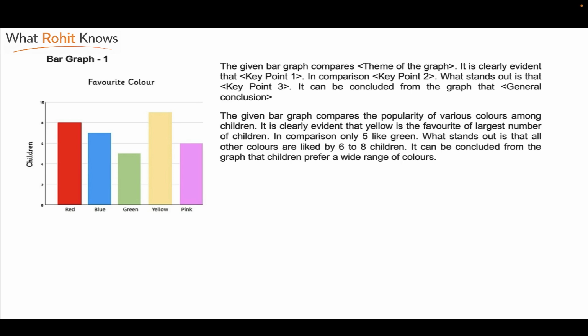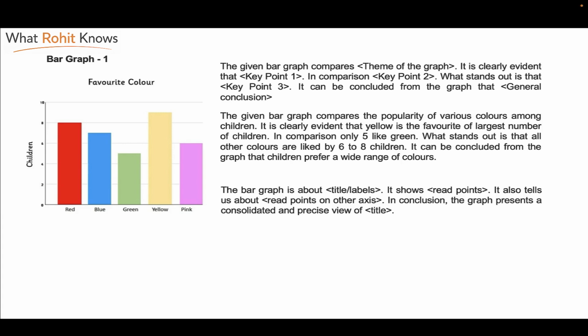So this is a good structure. If you are able to pick out the key points, understand them correctly and put them in, this will get you full marks. But let's say you don't think you'll be able to do this, then here's a simpler template. The bar graph is about, and then just read the title or labels. It shows, and then read some points. It also tells us about, and read other points. In conclusion, the graph represents a consolidated and precise view of, and you put the title there.